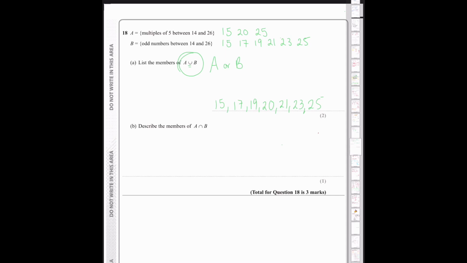Then for B, it says to describe the members of A, and then this symbol here. Basically that means A and B at the same time. What that means is we can only look at the numbers that appear in both lists. So it's only 15 and 25.